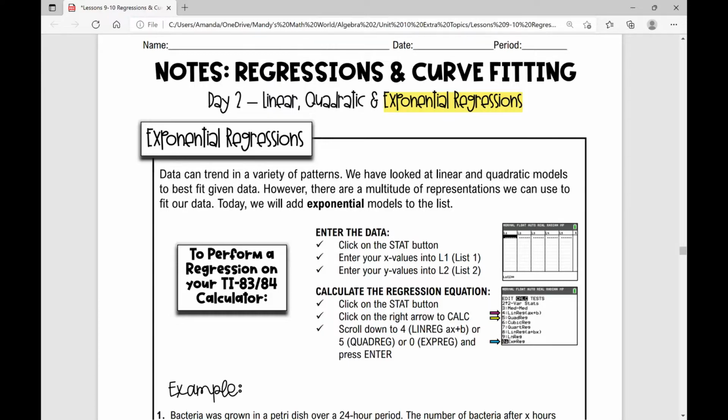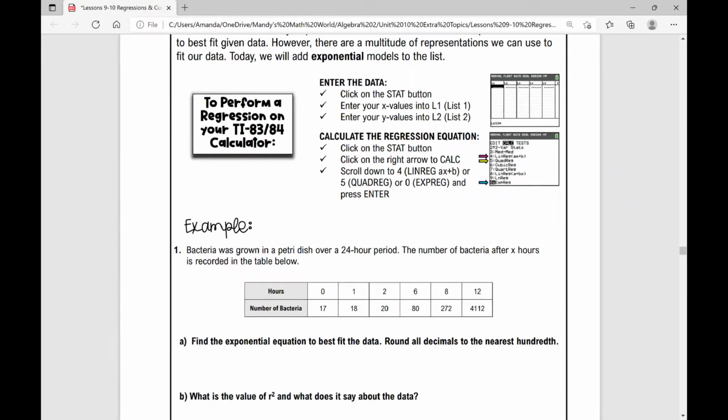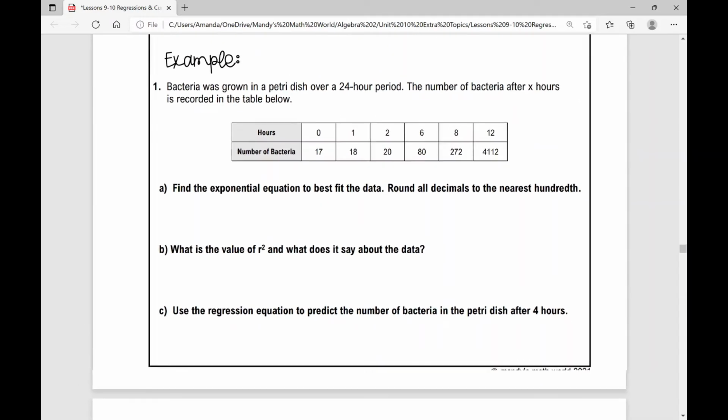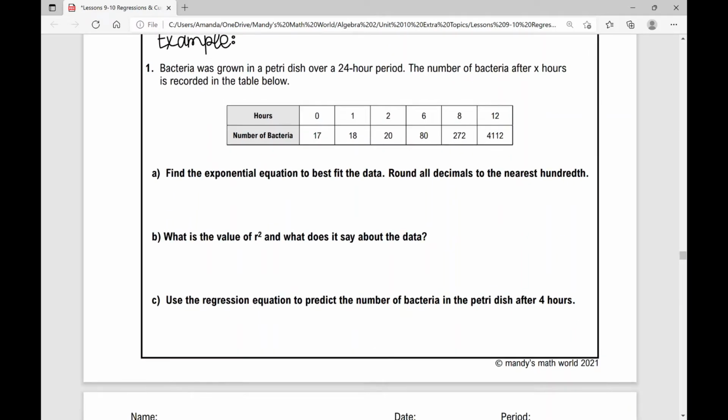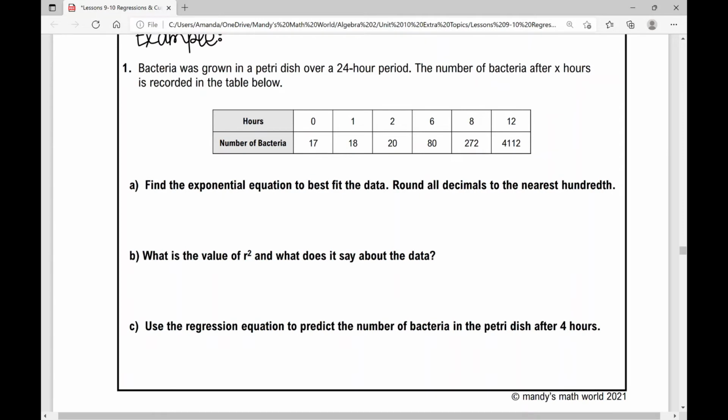So let's move on to example number 1. Example number 1 says bacteria was grown in a petri dish over a 24-hour period. The number of bacteria after X hours is recorded in the table below. We're going to be using our calculator to find the exponential equation that will best fit the data. Then we're going to find the value of r squared, and we're going to use this regression equation, the equation that our calculator comes up with, to predict the number of bacteria in the petri dish after 4 hours. So grab your calculator and let's get started.